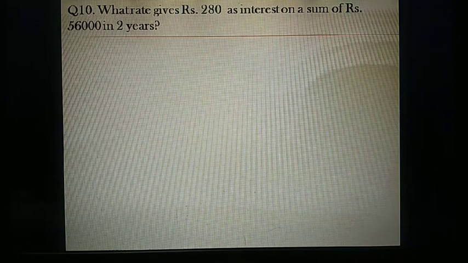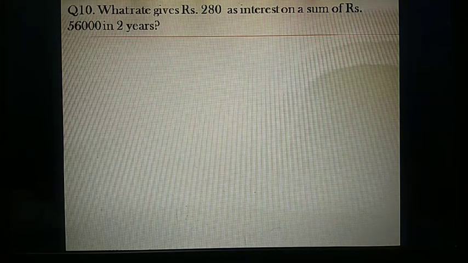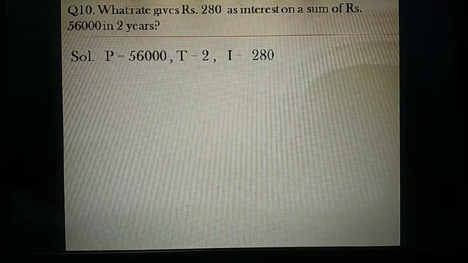Now again for the same time period, you have to solve the B. Now we are moving to question number 10. What rate gives rupees 280 as interest on a sum of rupees 56,000 in 2 years? 280 as interest, sum means principal, 2 years means time. These values are given to you. We have to find rate here.